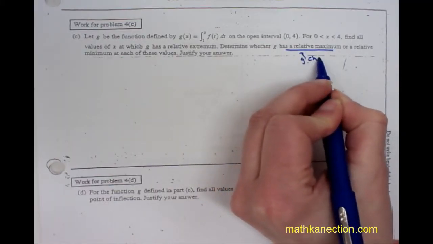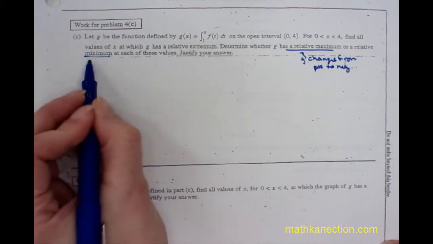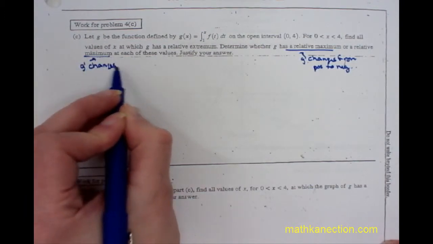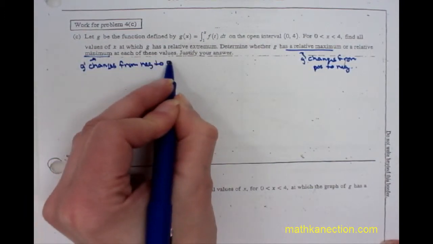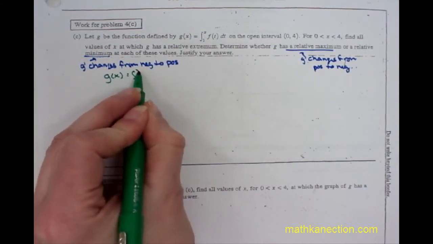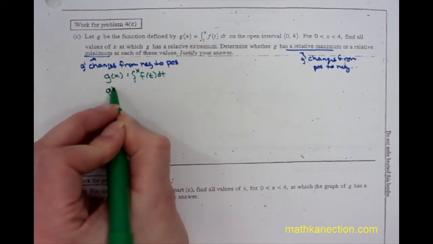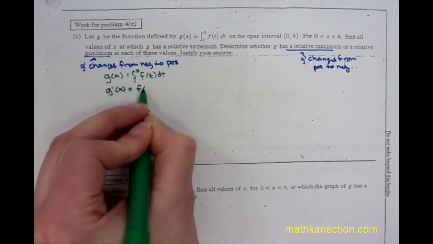Finding when g has a relative maximum, that's going to be when g prime changes from positive to negative. For relative minimum, again, that's going to be g prime changes from negative to positive. Since g is the integral from 1 to x of f of t dt, to find g prime of x using the fundamental theorem of calculus, that's going to be f of x.